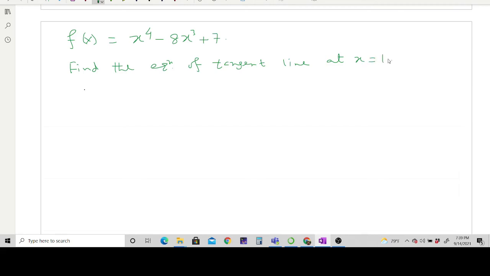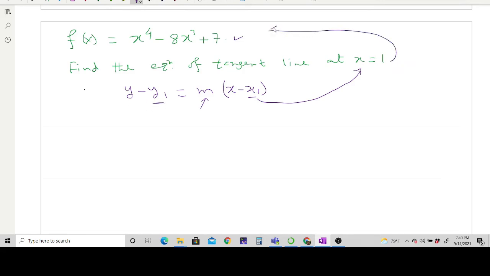Okay, so we know the equation of the tangent line is y minus y1 equals to m times x minus x1. What is m? M is the slope, that means the first derivative. So to find the slope, we take the derivative of this given function, and we are given this x1 is 1, x equal to 1, and we need to find the y1. So to find the y1, you plug x equal to 1 into the original function. So let's find the y1 first.